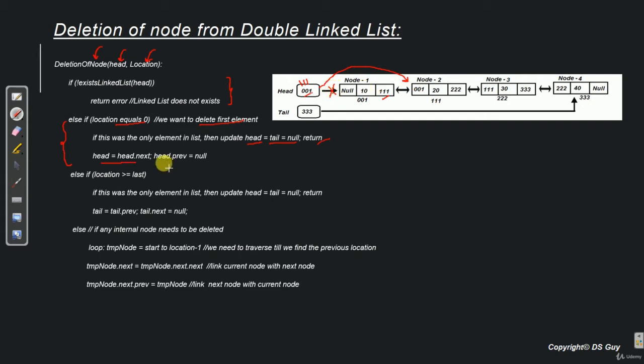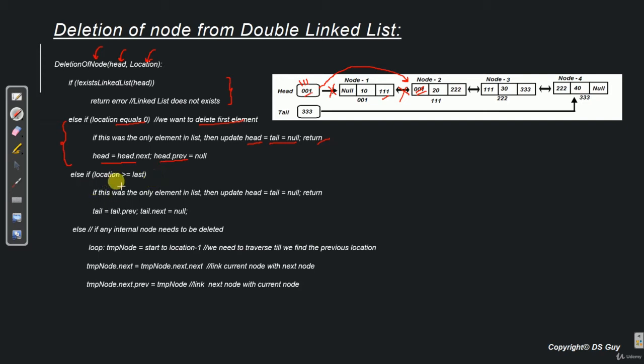Now the next step is head.previous is equal to null. What is head.previous? Head is now pointing to node 2, so head.previous is 001. If we mark this as null, this link over here gets destroyed. So now node 1 is not being pointed to either by head or node 2, so automatically it gets deleted by the system. So this is how we delete the first node.